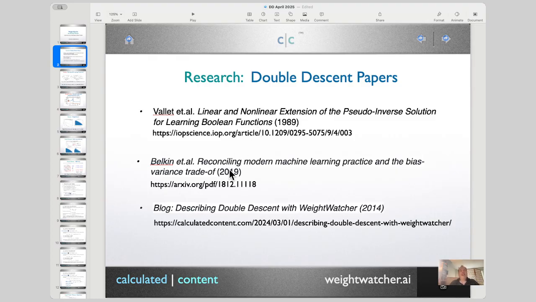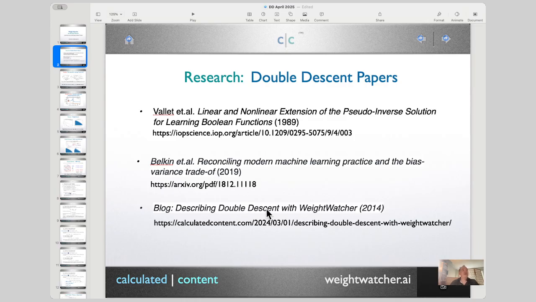Then, many years later, 20, 30 years later, Belkin wrote this paper, which was like 5, 6 years ago, on reconciling machine learning practice and the bias variance trade off. And of course, what he's trying to do is understand why bias variance theory doesn't work. PAC learning theory, the bias variance stuff that machine learning people use, doesn't work at all in this problem, and for neural networks. And it turns out if you go back to the original physics literature, you can see some really interesting behavior.